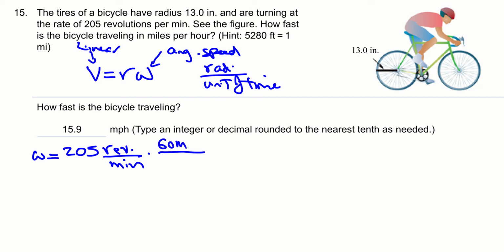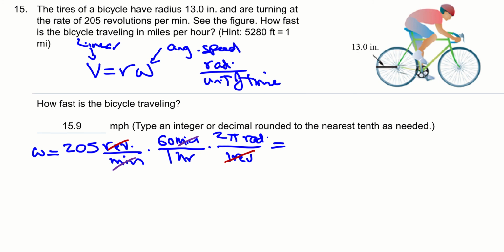So we know there are 60 minutes per 1 hour, and we also want to turn the revolutions into radians. We know that 1 revolution corresponds to 2 pi radians. Now if we look at the cancellations that are possible, we notice that we can cancel revolutions with revolutions. We can cancel the minutes with minutes. And the only units that should be left now are radians and hours, which is perfect.